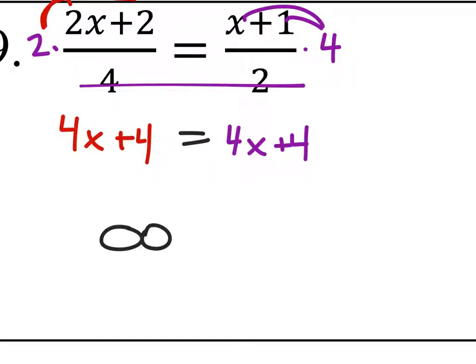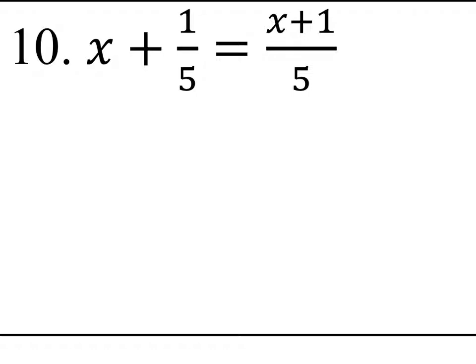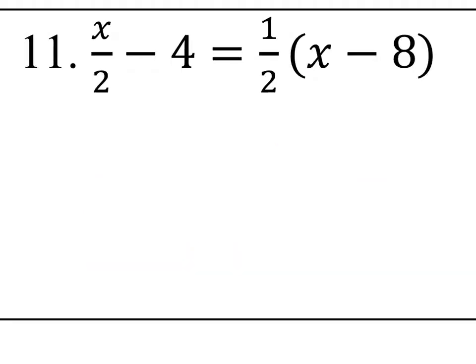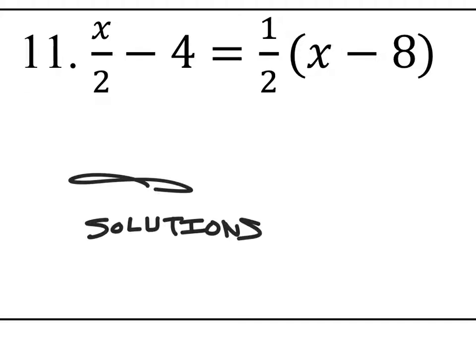If you wanted to, you could split these up into two fractions. So you can make this 2x over 4 plus 2 over 4, equals x over 2 plus 1 over 2. And you should get the same thing. Number 10. This one, specifically on the right, one solution. This one becomes x over 5 plus 1 over 5. So the coefficients of x are different. There's one solution. All right, you guys try this one. Infinite solutions.